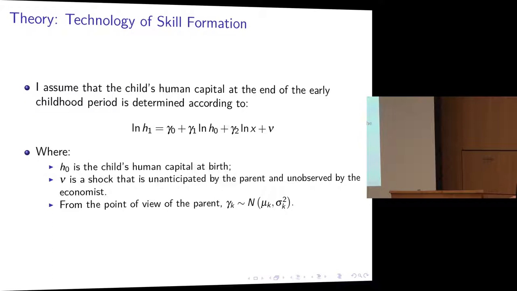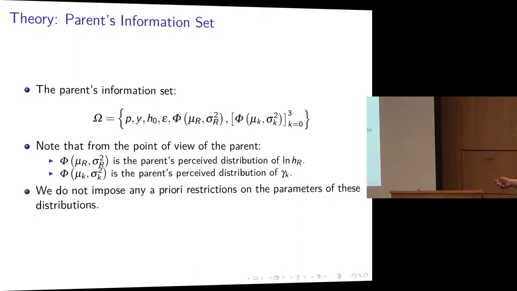Here's the solution of this problem. So the parent has an information set, omega, that has the prices of investment, the parent's income, the child's development. A lot of people would say parents may not even know this, so they may have the wrong assessment of what the current development of the child is going to be. So this would itself be a problem. Today I'm going to assume that parents know exactly what H0 is.